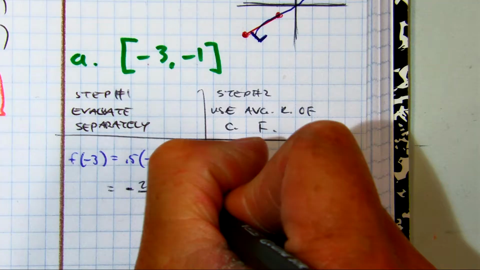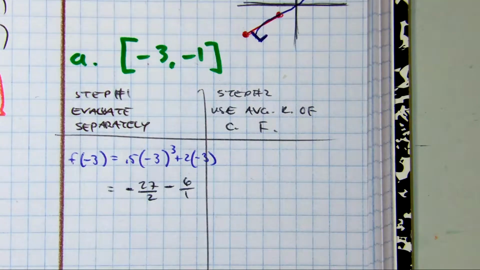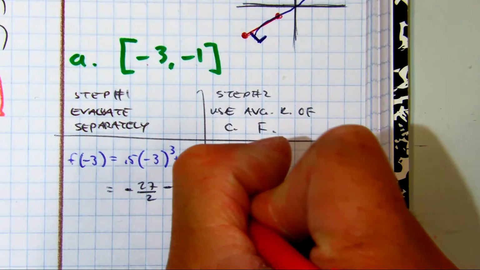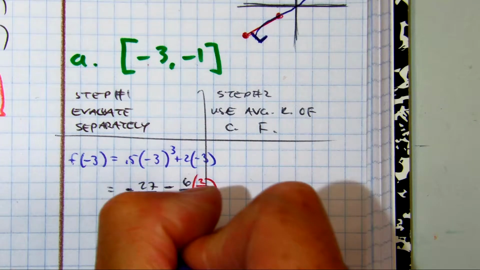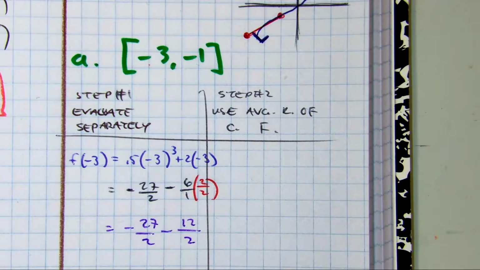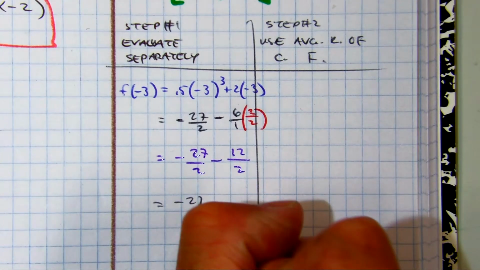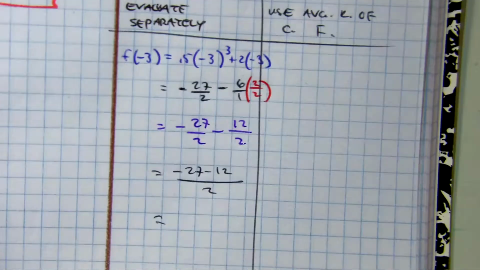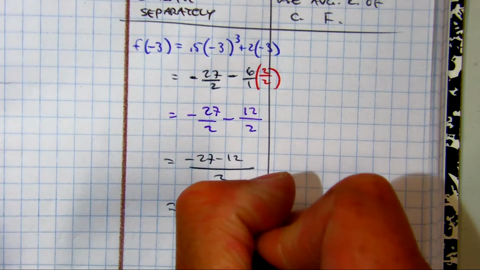-6. Class, how do you make 6 a fraction? We can get common denominators by multiplying by 2 over 2. So I have -27 over 2 minus 12 over 2. Class, do they have a common denominator? Yeah, so now you can subtract: -27 minus 12 over 2. And that'll give us what? -39 over 2 is our answer.